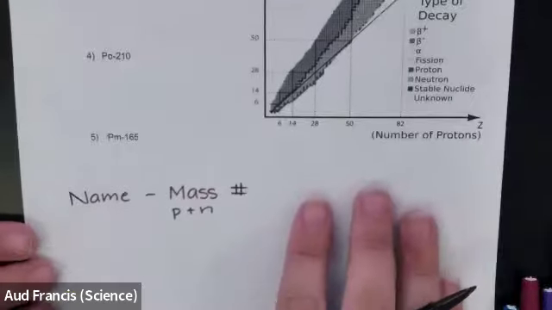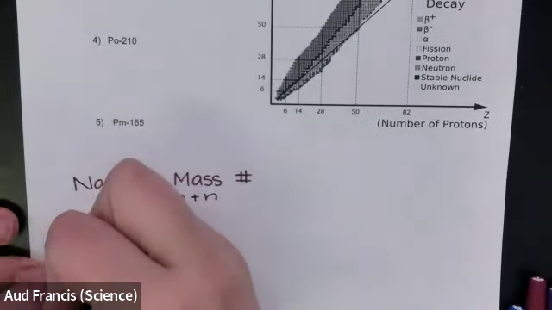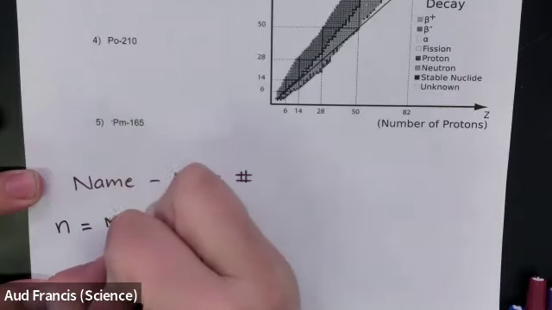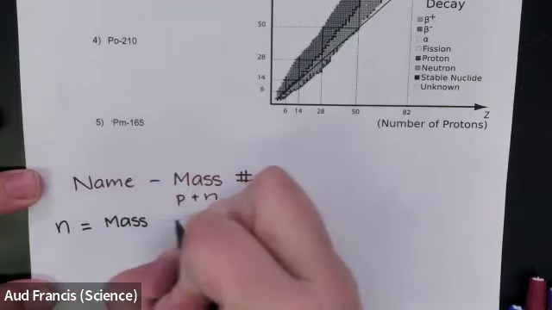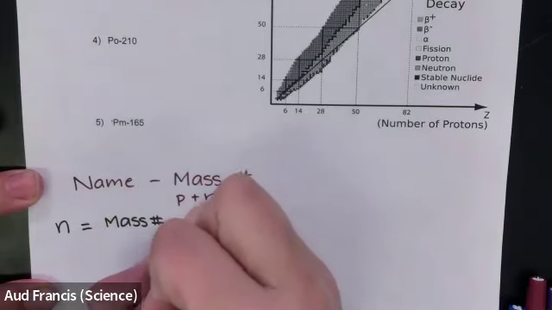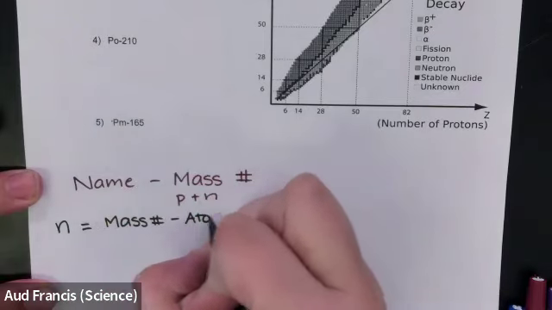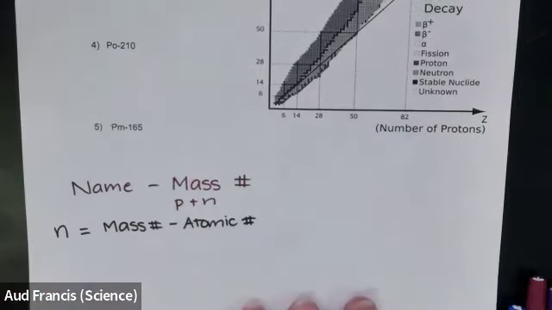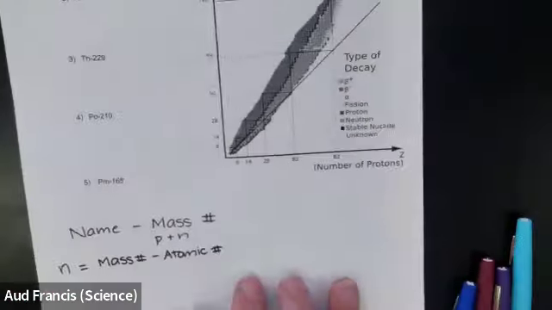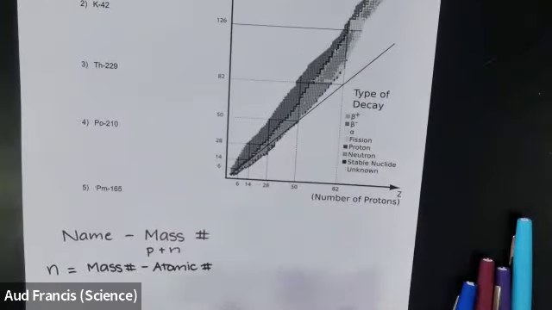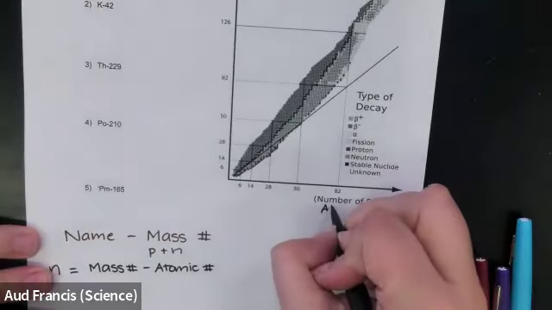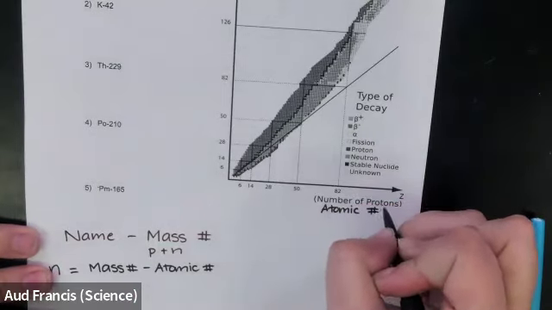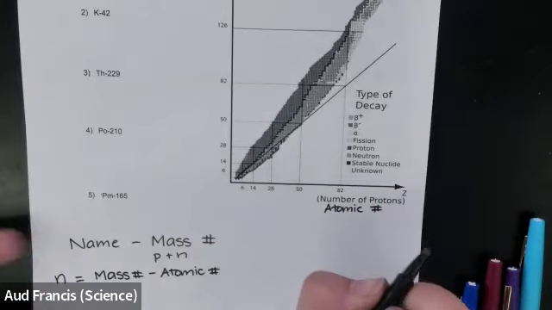I'm actually going to write that down in my little notes area too, that your neutrons equals your mass number minus your atomic number. So I know my atomic number. My number of protons for this guy was 85.